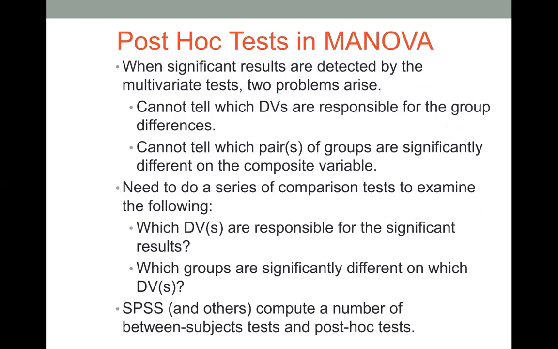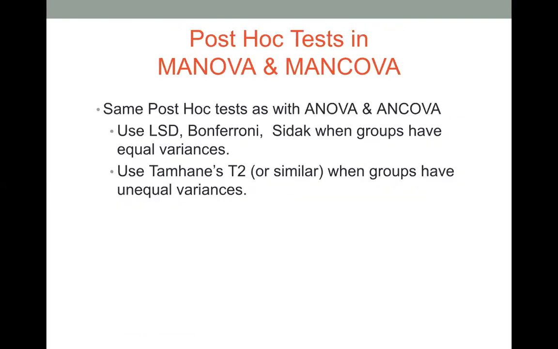When significant results are indicated by the multivariate test, two problems arise. We cannot tell which DVs are responsible for the group differences. We cannot tell which pairs of groups are significantly different on the composite variable. We need to do a series of comparison tests to examine which DVs are responsible for the significant result and which groups differ significantly on which DVs. Use SPSS to compute it.